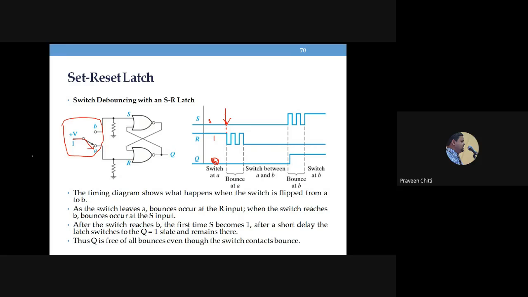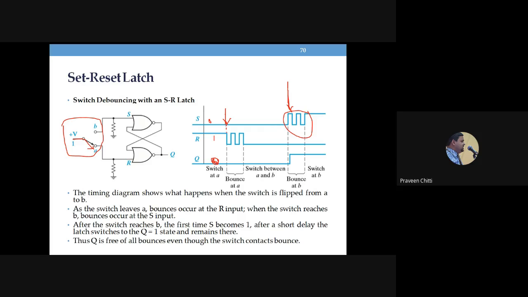Switch bounce at the position A. Similarly, here S is 0, and at this interval, the switch is thrown to position B. When the switch is thrown to position B, what happens? There will be multiple opening and closing at the position B, and the value of S will not become immediately 1. It will become what? 1 or 0. Right.